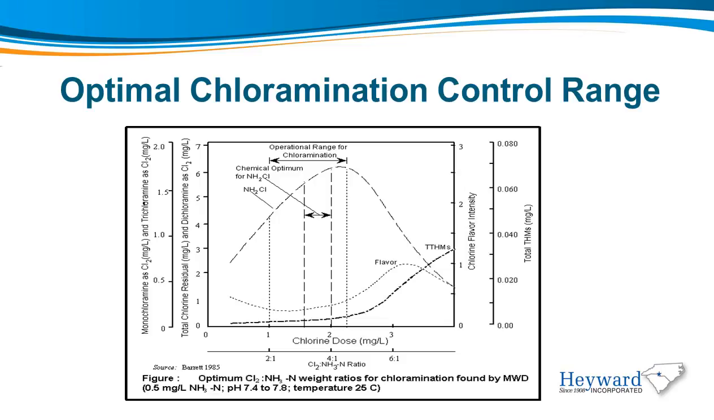The optimal control range of monochloramine is where the free ammonia is minimum, but still measurable, ensuring the formation of di- and trichloramine is minimized.